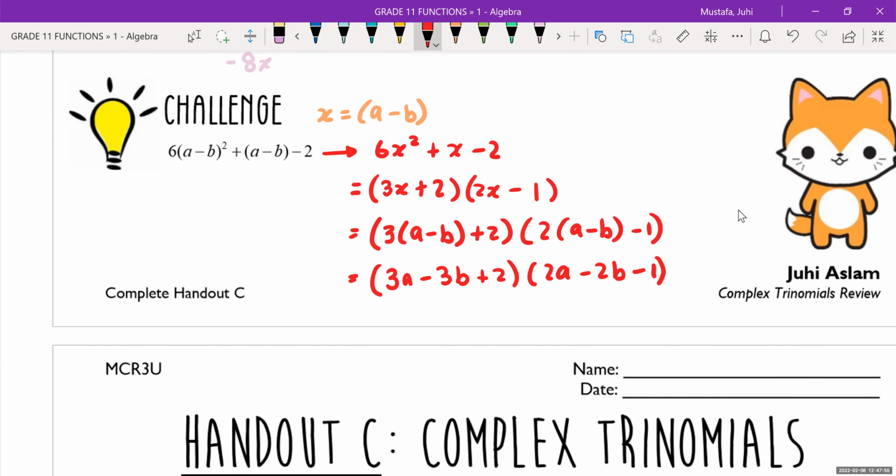Okay, so the only thing different from the previous day is now we have a number outside the binomial, and so you just have to make sure to distribute it to get your final answer.